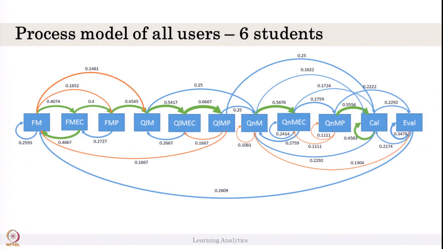So, this figure shows that it is not just a direct jump from QAM to QMEC, with students directly completing one to the next. Instead, there are a lot of other possible loops, because some other students would have done it a different way.